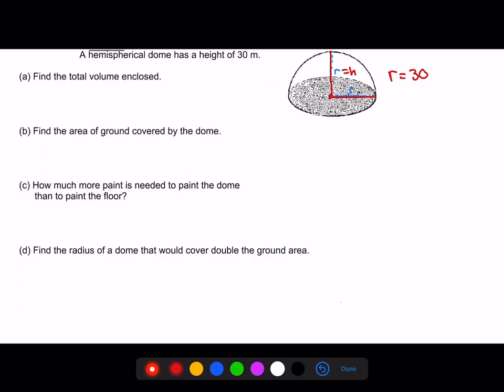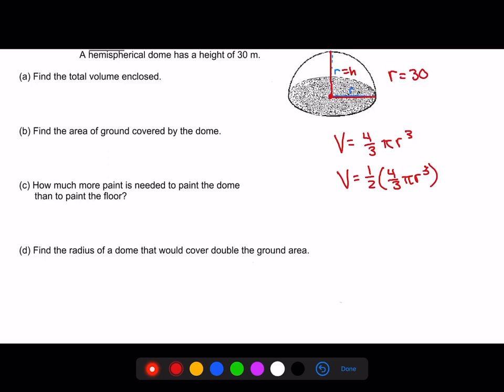So find the total volume enclosed. Well, first let's talk about the volume of a hemisphere. The volume of a sphere is 4/3 pi r cubed. The volume of a hemisphere is half of that. So I take half of 4/3 pi r cubed.